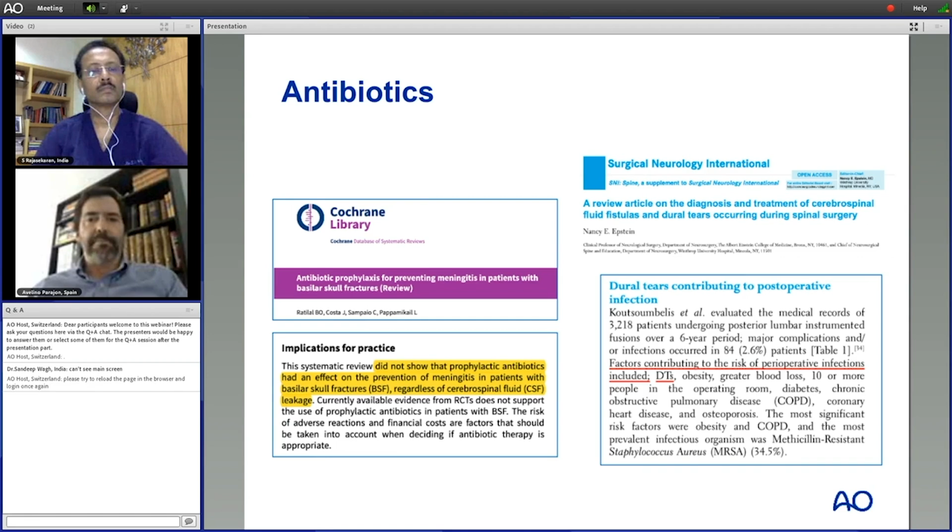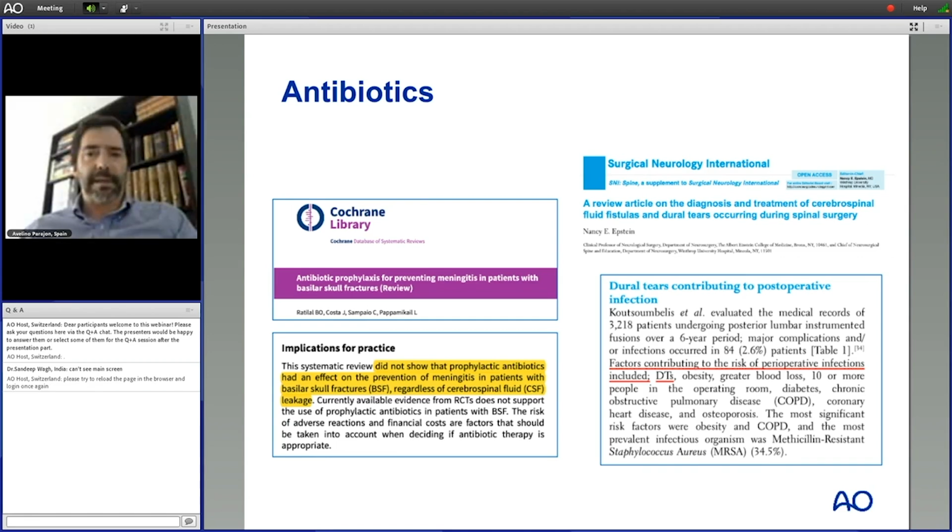And we have a lot of publications about antibiotics, especially in cranial CSF leaks. Many of them have shown that prophylactic antibiotics have no effect on the prevention of meningitis, even in patients with skull fractures. And you can think that this has an even higher probability of contamination of the meninges because it's very close to the brain. But on the other hand, we know that CSF leak is a factor contributing to the risk of perioperative infection. So we have to deal with this dilemma.